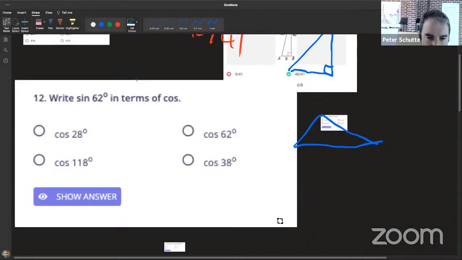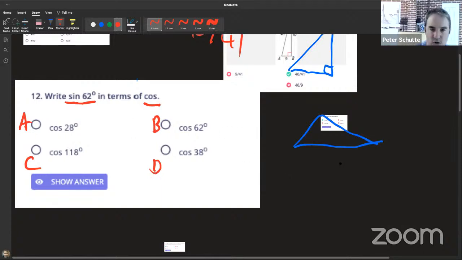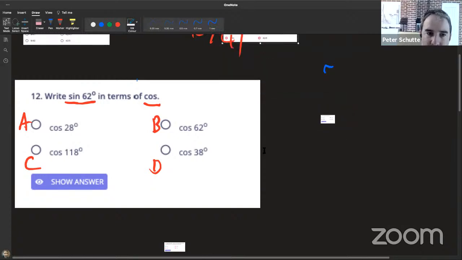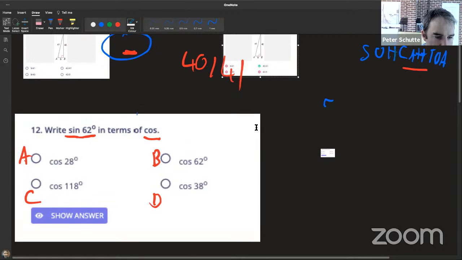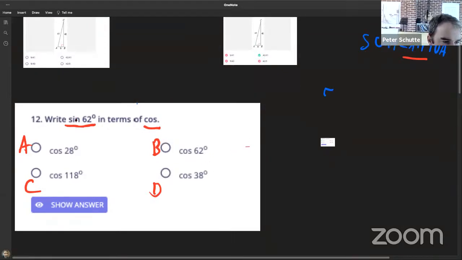Okay, I want you to write, this is basically what it's saying, I know the print isn't great, write the sine of 62, which is a trig thing, in terms of cos. And that's A, B, C, and D. That's your options. Okay. I'll make these smaller and get rid of some of the other bits. So write the sine of 62 in terms of cos.